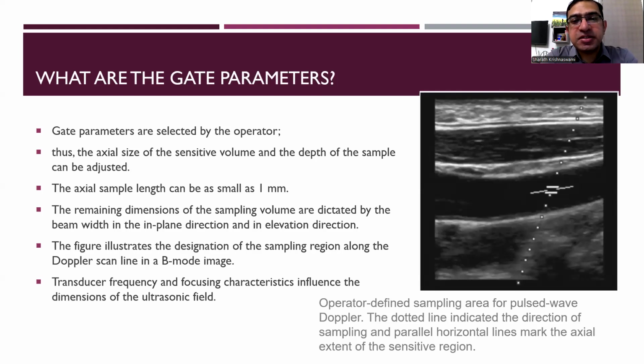What are the gate parameters that we have to define while applying this system on the patient? So the gate parameters are selected by the operator, and the axial size of the sensitive volume and the depth of the sample should be adjusted. If you look here in this diagram, you see the operator defines the sampling area. The dotted line here indicates the direction of the sampling, and the parallel horizontal lines here mark the axial extent of the sensitive region. So using this axial length, we can calculate the apparent velocity as well as if there's any stenosis or increase or decrease in the velocity of the blood in the blood vessel.